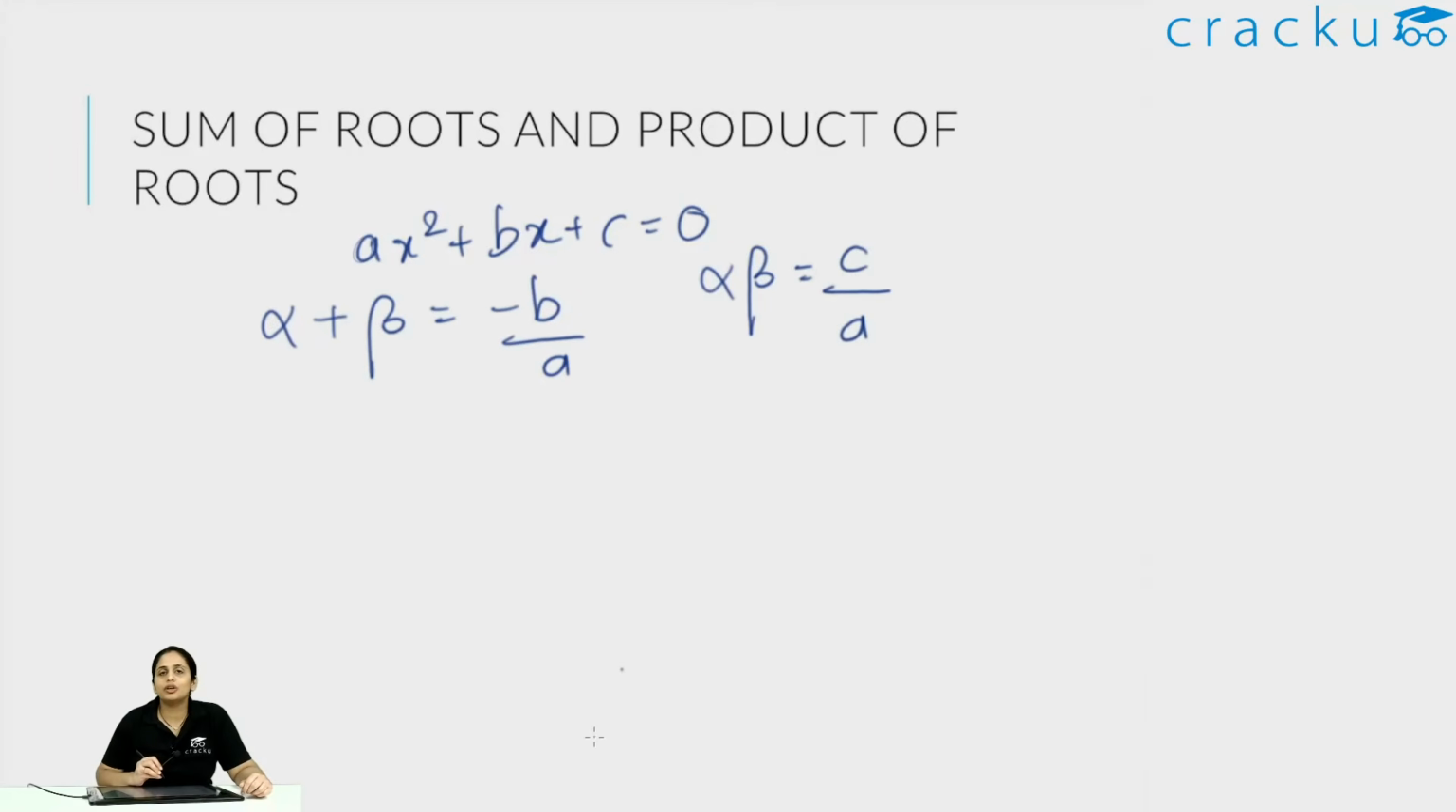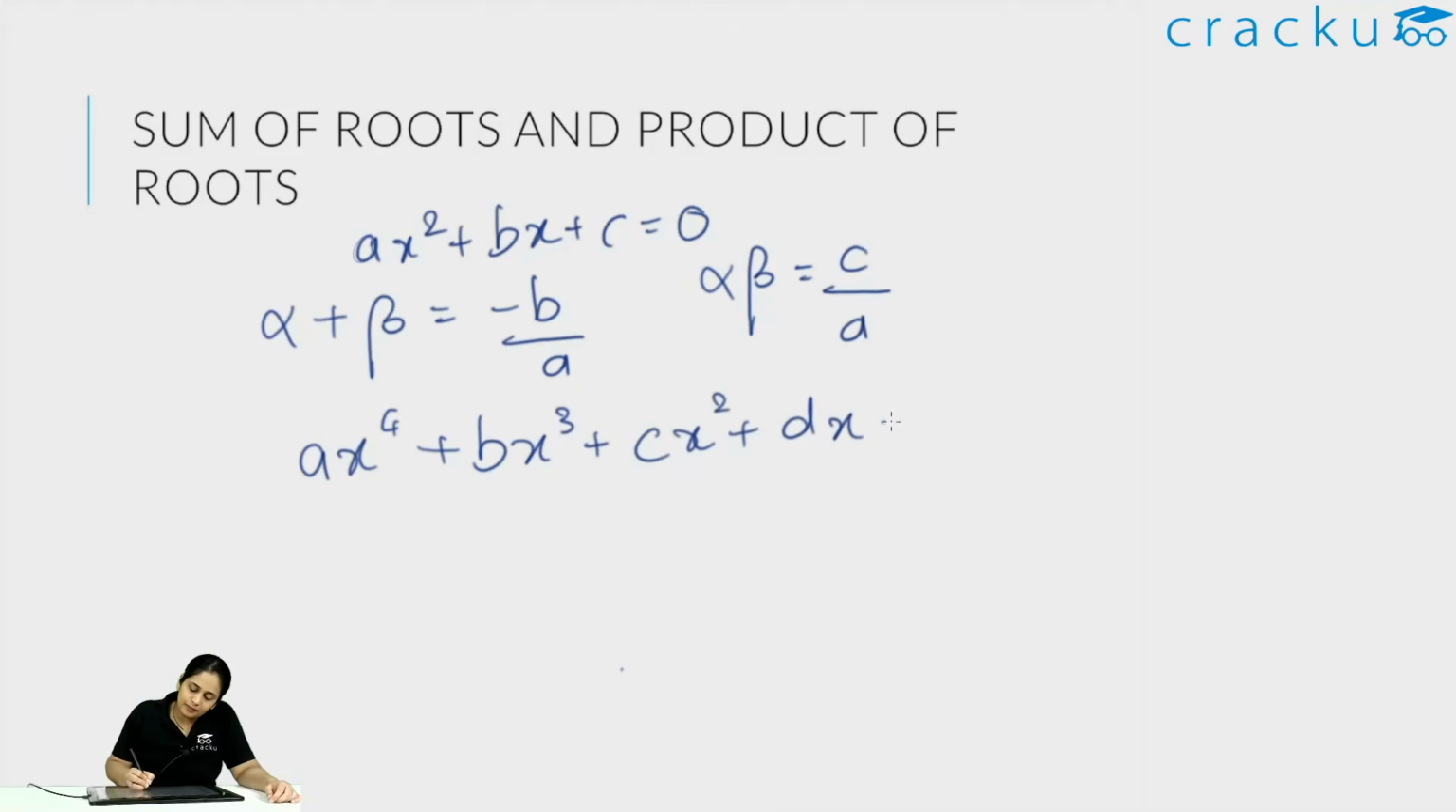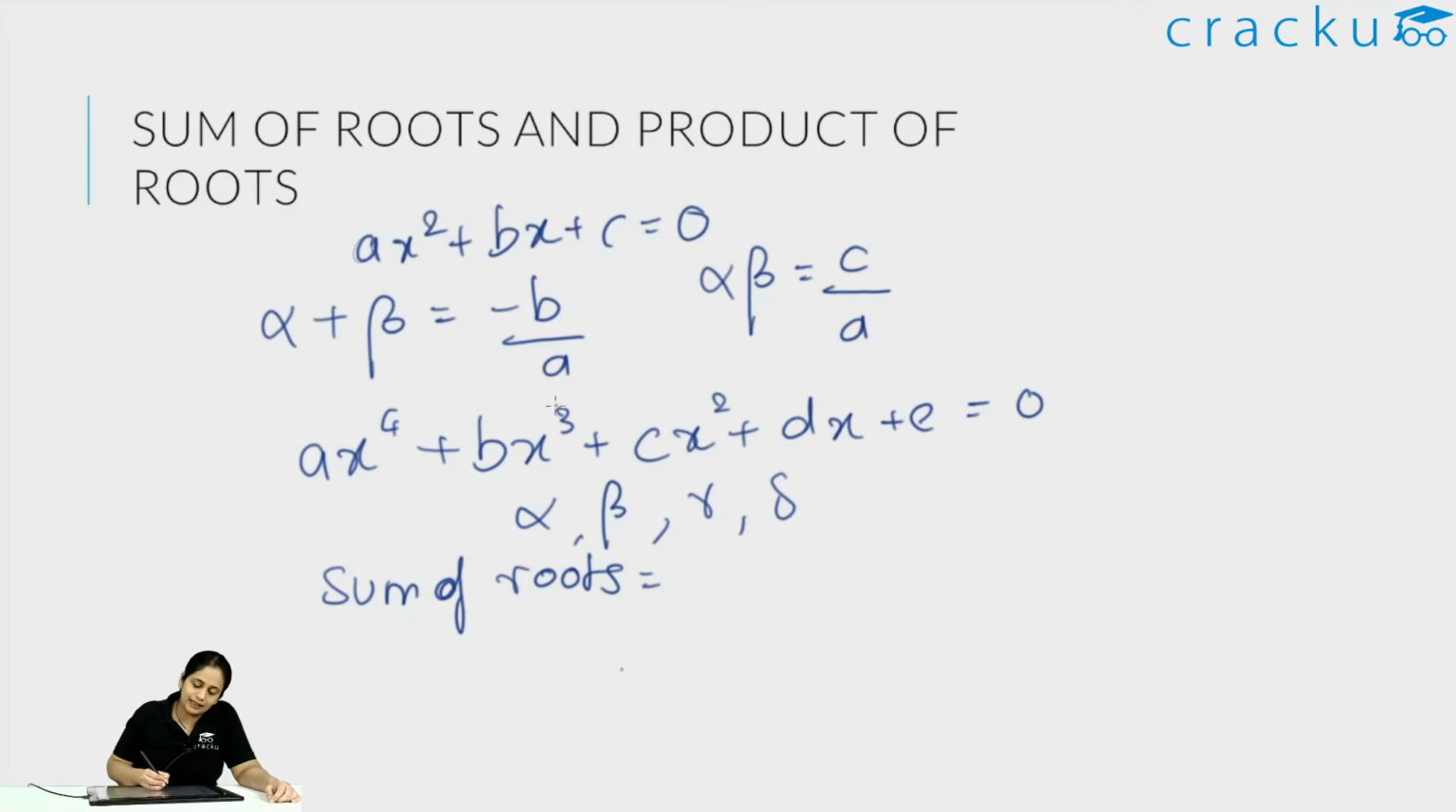But in fact it is a more general property for any polynomial equation. So suppose you have ax raised to 4 plus bx cube plus cx square plus dx plus e equal to 0, and suppose the roots are alpha, beta, gamma and say delta. In this case the sum of the roots alpha, beta, gamma, delta is equal to minus the coefficient of x raised to n minus 1, divided by the coefficient of x raised to n. So this again will be minus b by a. So you have to take the second highest exponent in that polynomial equation.